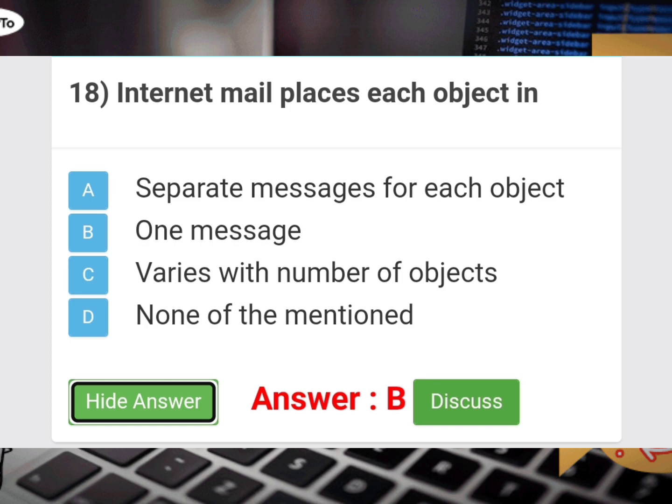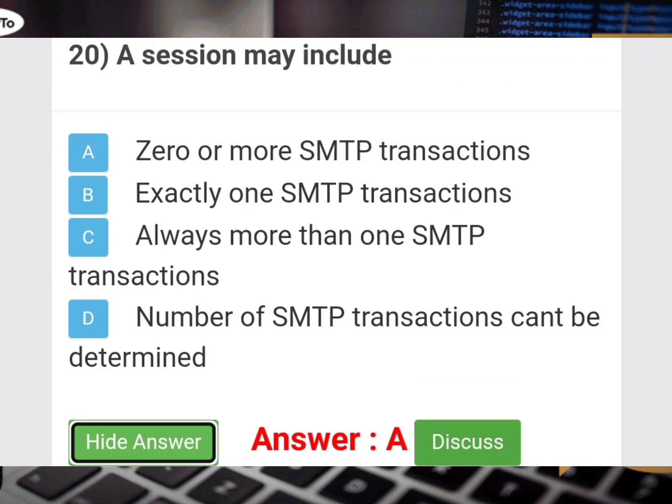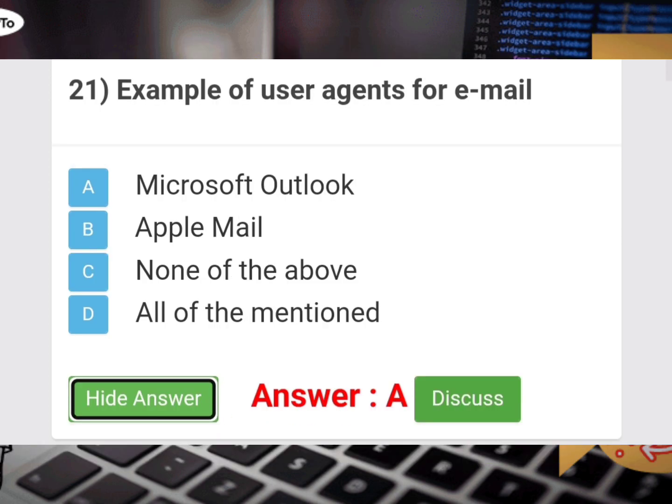Internet mail places each object in answer B, one message. Typically, the TCP port used by SMTP is answer A, 25. A session may include answer A, 0 or more SMTP transactions. Example of user agents for email. Answer A, Microsoft Outlook.